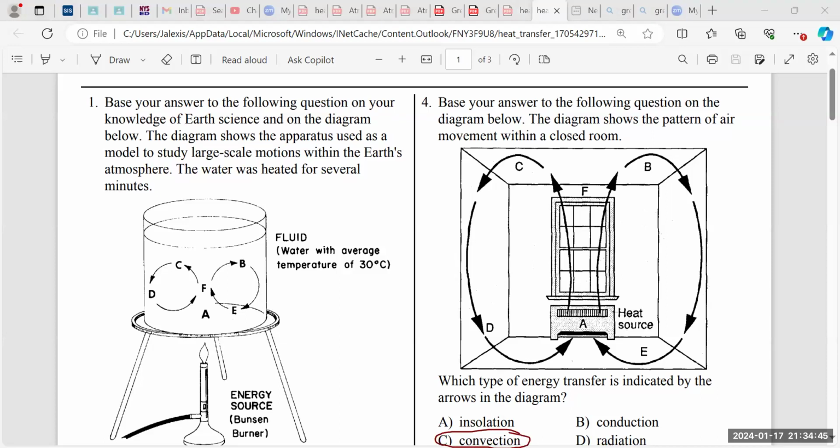Anytime you see the circulation pattern of air movements, and we see this similar pattern where from the heat source, warm air is rising, cool air is sinking outwards, that deals with convection.